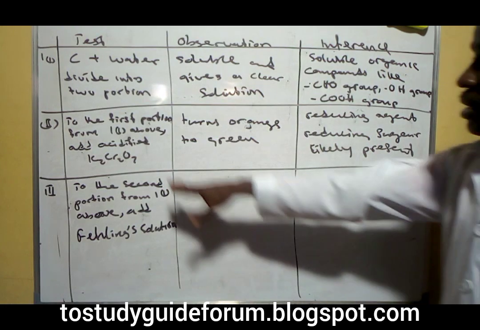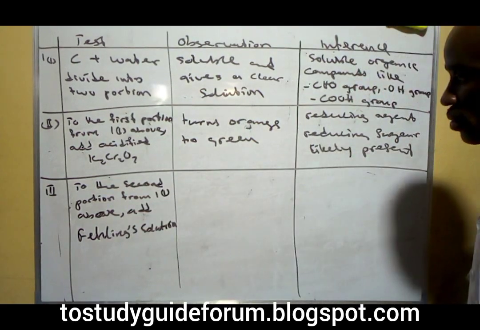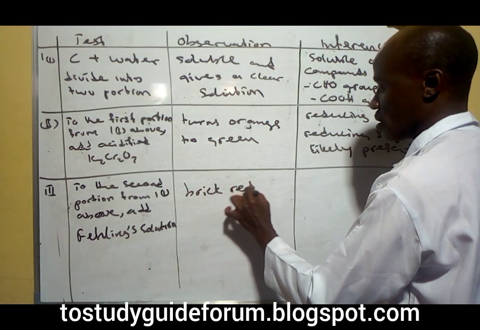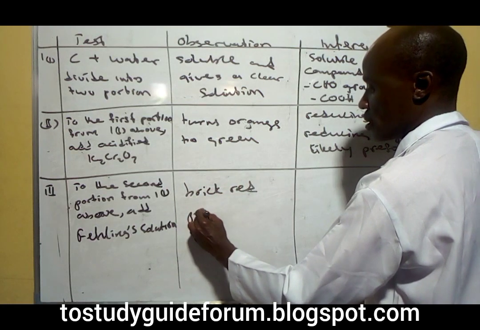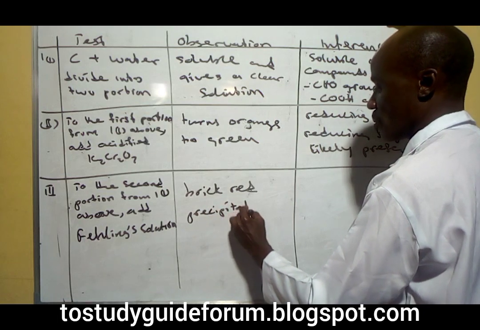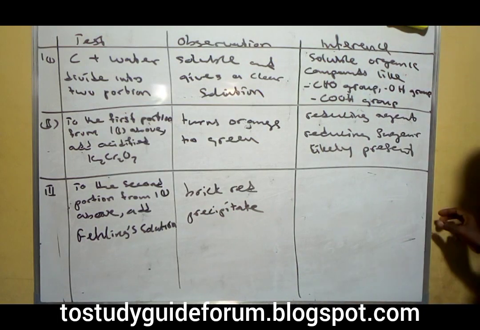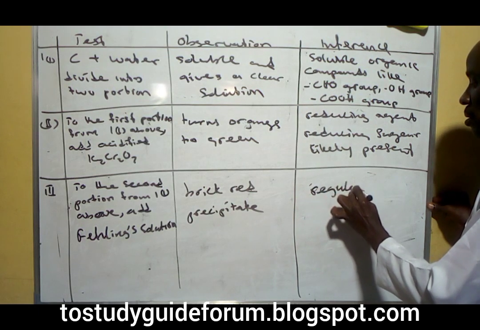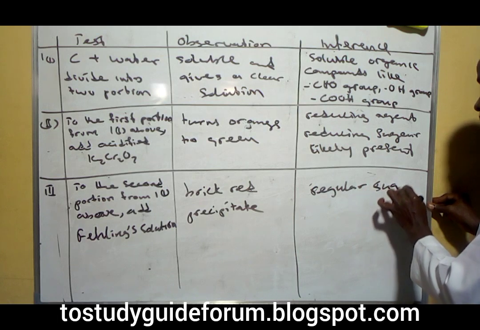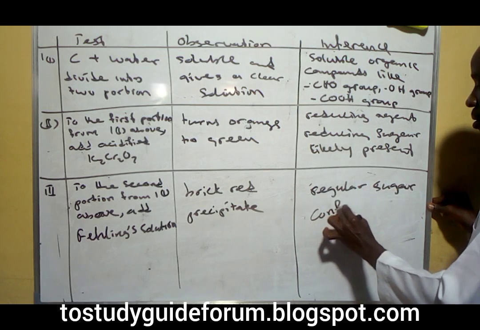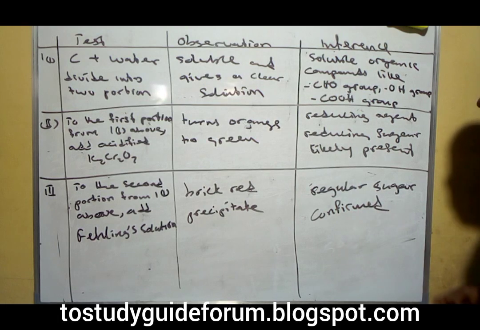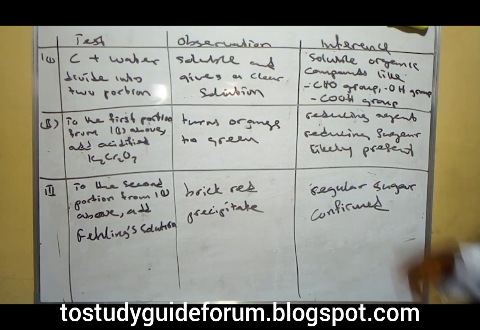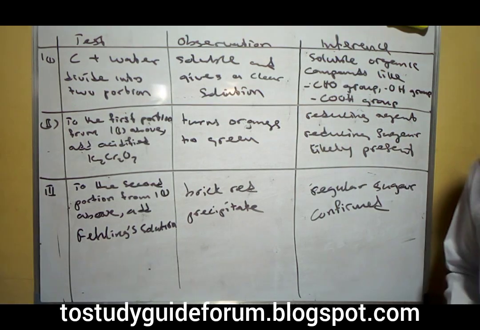So the next one, the second portion, you add Fehling's solution. What we have here is a brick red precipitate. This confirms the presence of reducing sugar. So it means that reducing sugar is present. Glucose is one of the reducing sugars we have.